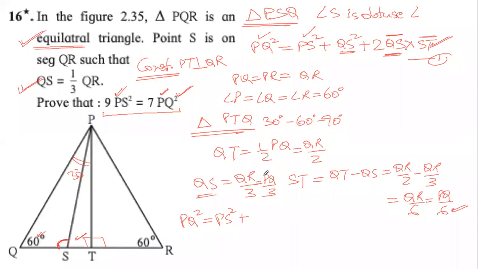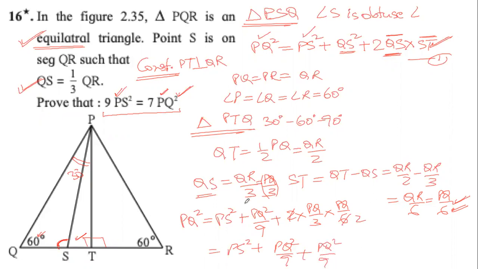QS यहाँ पे हमको क्या मिला, ये, तो इसका स्क्वायर करेंगे, so it will become PQ square by 9 plus 2 into QS, which is PQ by 3, multiplied by PQ by 6, which is again PQ square by 9. Now you see the number 9, we have found it.